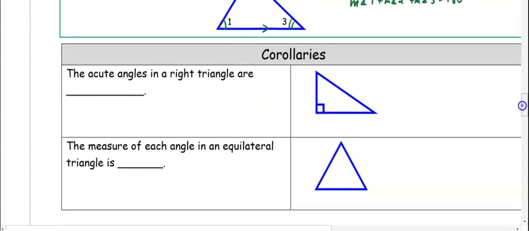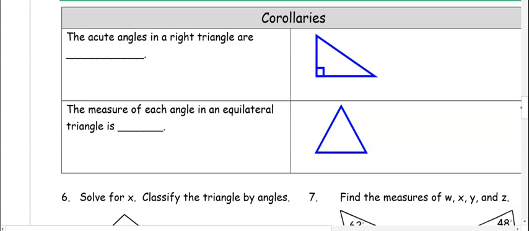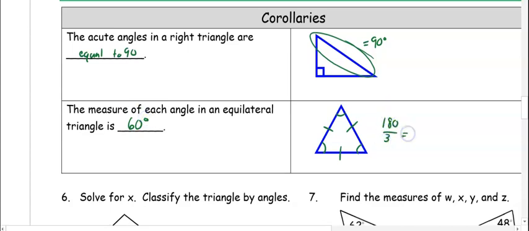Based on that, we have two corollaries. So the first one is that the acute angles in a right triangle are equal to 90. Because if we already have a 90 degree, these two angles then also have to equal 90 degrees. And we also know then that in a triangle that is equilateral, so if it has 3 congruent sides, it's also going to have 3 congruent angles. All of the angles are 60 degrees because 180 divided by 3 congruent angles gets us 60 degrees.